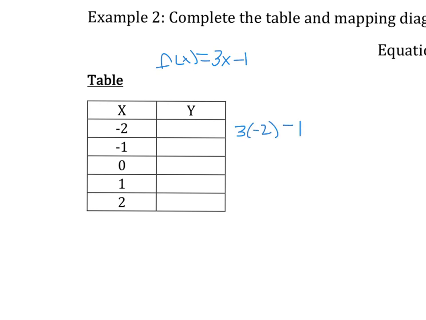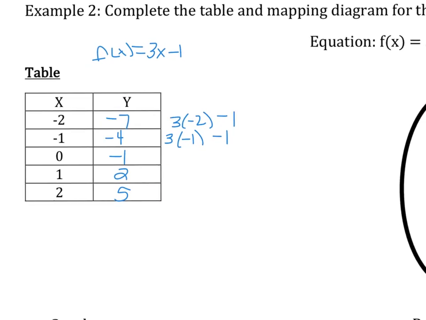It's going to give me -6 minus 1, which is -7. I'm going to do the same for the rest of my numbers. Go ahead and finish completing this table, and then press play when you're ready to check yourself. If you don't remember how to complete a table, please refer to the video for 17.1. Your table for this function should be completed as shown.